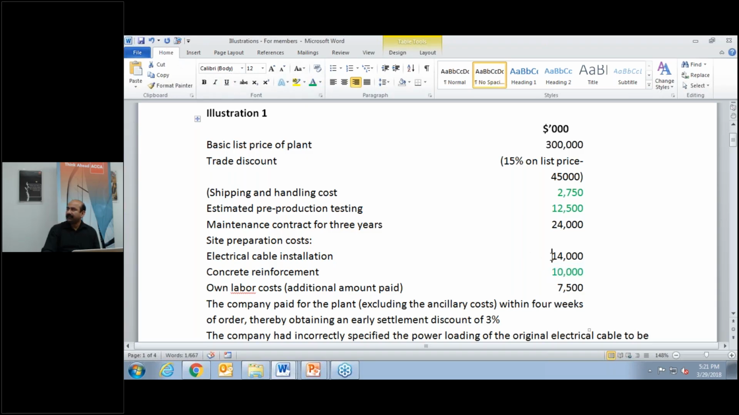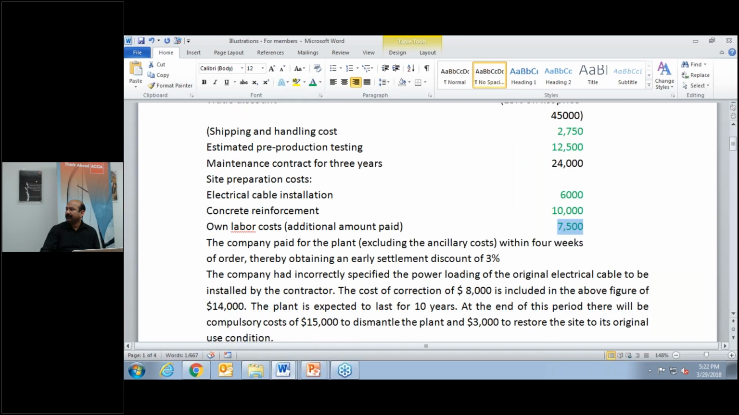This 14,000, the standard says if an amount involves abnormal expenditure, it has 8,000 of abnormal expenditure. So we shall ignore that 8,000 and it should be 6,000 while calculating the cost of this asset. Then because you have paid your labor incrementally, this will also become part of this. Then we have this 18,000, so this will be added to this cost.